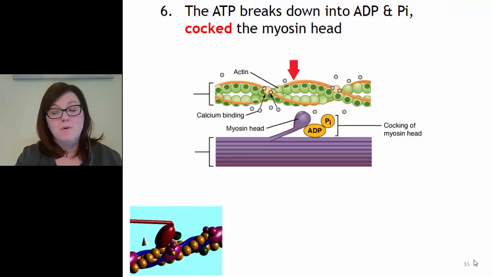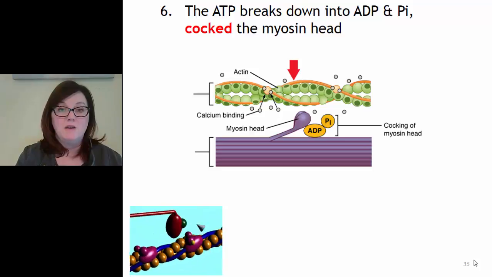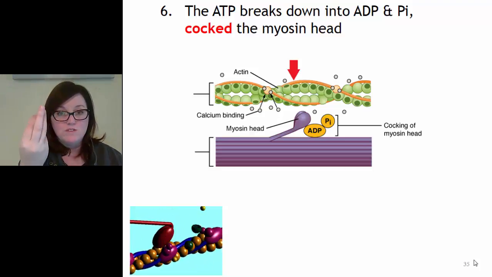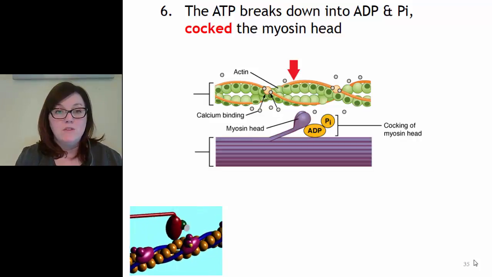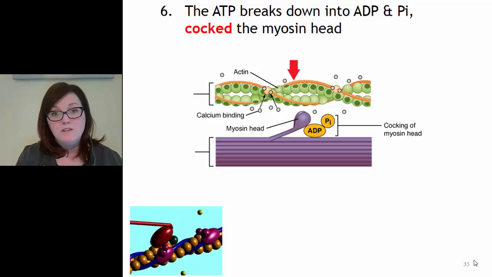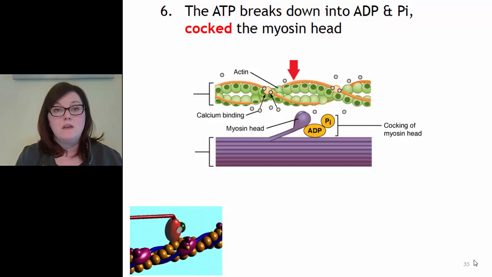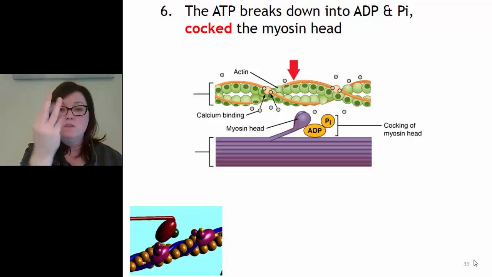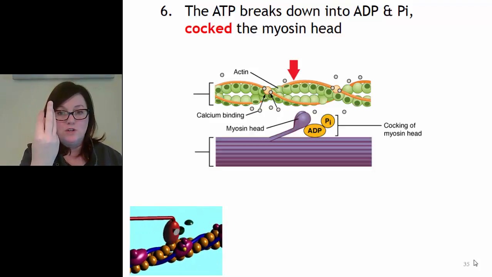And now the next step can occur, which is the repositioning of the myosin head. We have to get that myosin head back into that weird twisted torque state. Okay? So in order to do that, we need energy. And we're going to get this energy through ATP hydrolysis. We're going to break the ATP down into ADP and phosphate. And there will be energy released during that process, and that energy will be used to twist the myosin head back into its torqued high energy position.